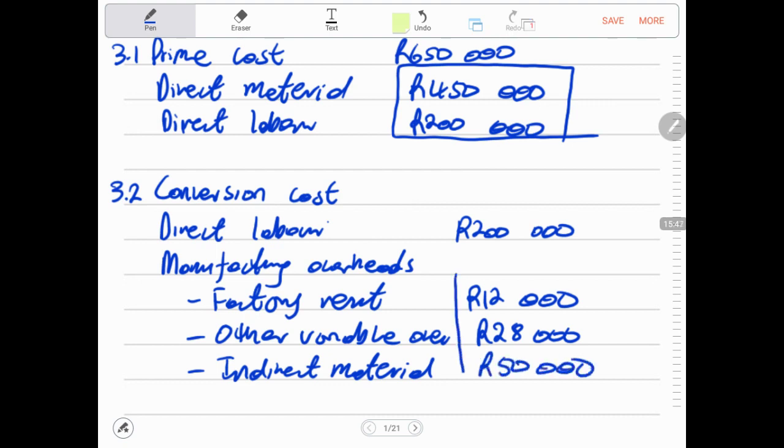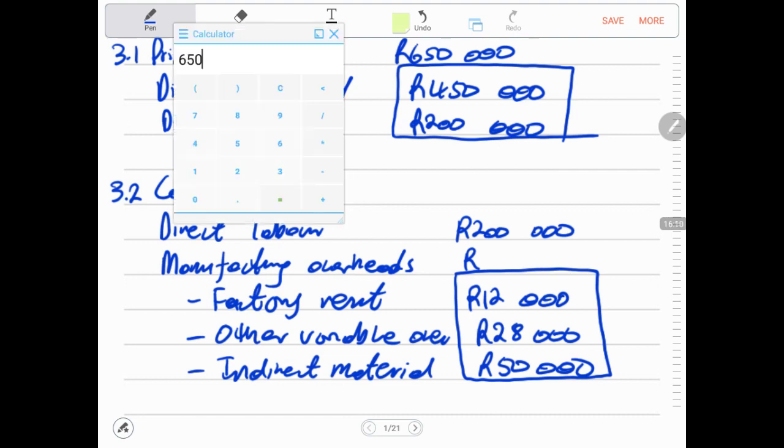Now for our manufacturing overheads, remember also if there was indirect labor, it was going to be added here. If there was factory depreciation, meaning depreciation for the factory machine, that was going to be added here again. But we are not given such overheads, but if they were there, we would have to account for them. Now we have to add all these three overheads, which is 12,000 plus 28,000 plus 50,000 rands. That gives us a total of 90,000 rands.